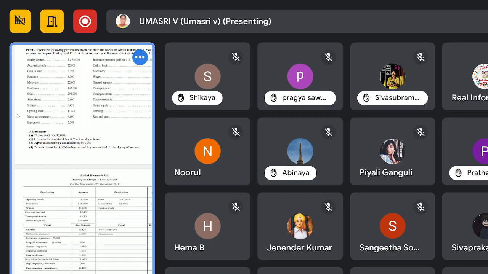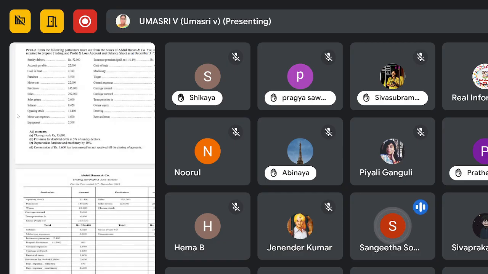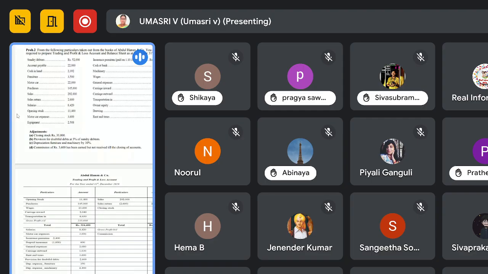Then one more adjustment is given here. Provision for doubtful debts at 5% on sundry debtors. What is doubtful debts? What is bad debts? Bad debts means an amount not yet received. You have made credit sales, right? You cannot collect it from your debtor. You have decided you cannot collect it. So that is called bad debts, right? Bad debts means you cannot collect in the future also.